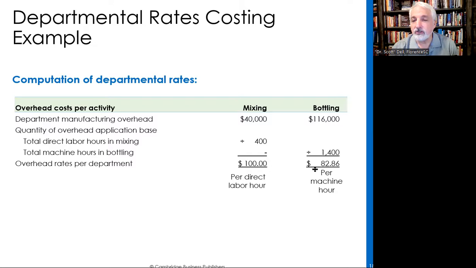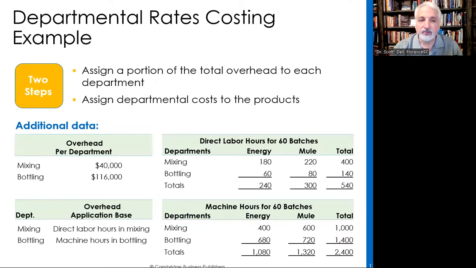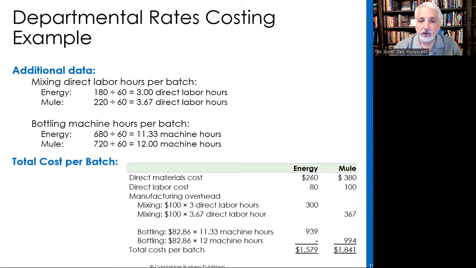Now look here, we've got per machine hour and per direct labor hour, which is different than when we calculated our standard $65 per machine hour. Because we now have separated it into two categories, we're separating the mixing and the bottling, coming up with a separate activity rate for those particular activities. So now if we have the additional data, how many direct labor hours used, great. How many machine hours used? Great. We're not just using direct labor. Again, we're using machine hours and direct labor hours.